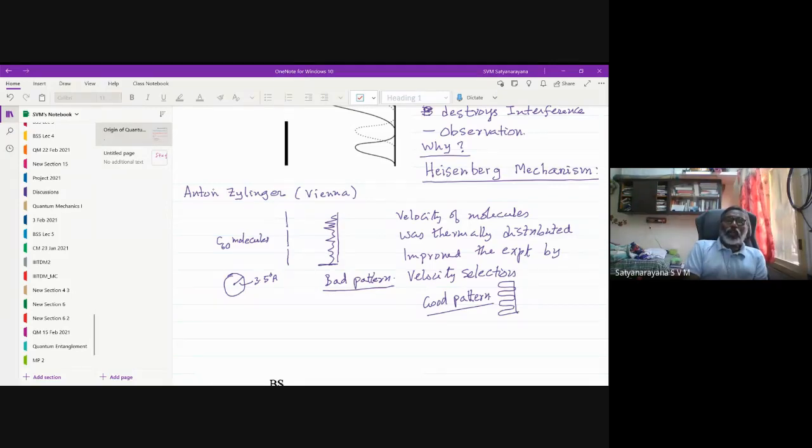So that means, let's say now, if you argue that the result of the interaction of this probe particle is such that it will randomize the velocities, one can say like that as an argument. Okay, so it will randomize the velocities. That means this interference pattern, which is a very good pattern now, because of the probe particle, if the velocities are getting randomized, then this pattern will get destroyed and you will get the bad pattern, right? So this experiment, which is a negative experiment, has provided what we call prima facie evidence for the Heisenberg mechanism.